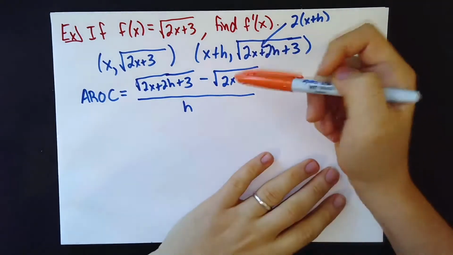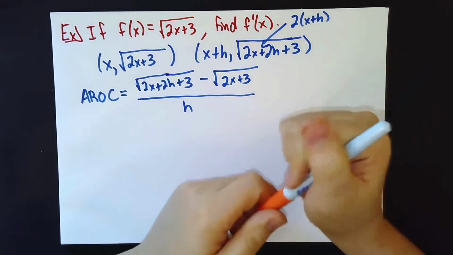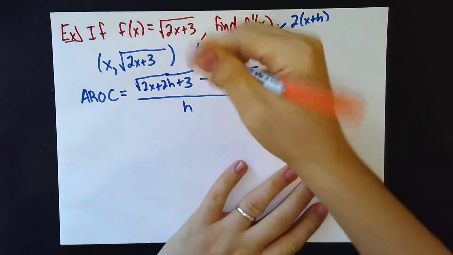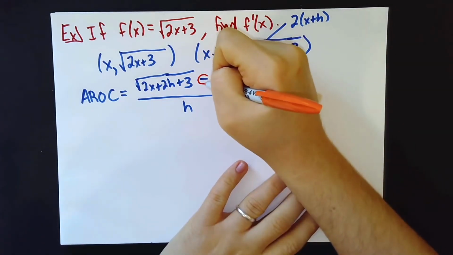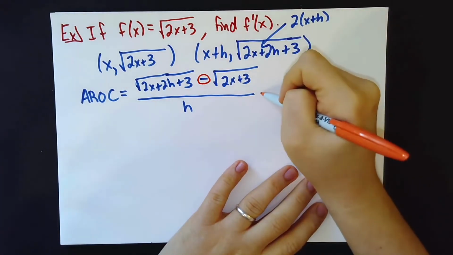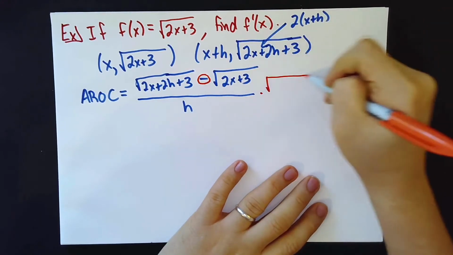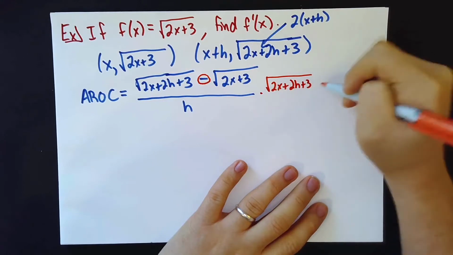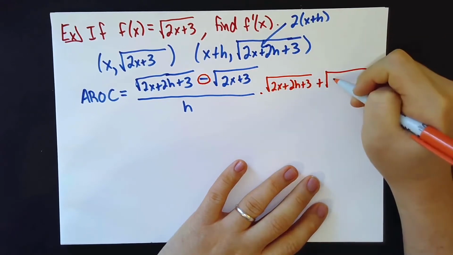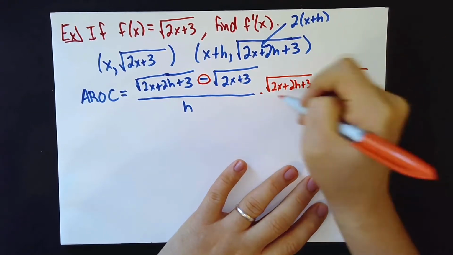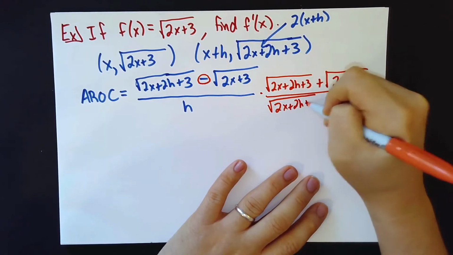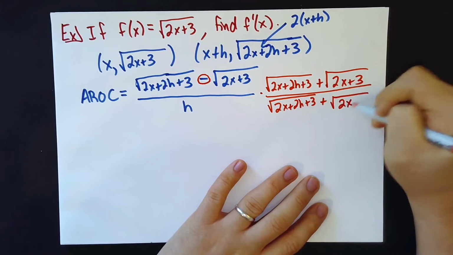So just as with our previous radical questions, the thing we want to do is multiply by the conjugate. So namely, we want to multiply by the same thing except with this minus being a plus. So I'm going to multiply by the square root of 2x plus 2h plus 3 plus the radical 2x plus 3. And remember, I have to divide by the same thing because I'm not trying to change the thing that I have here. I only want to multiply by 1.